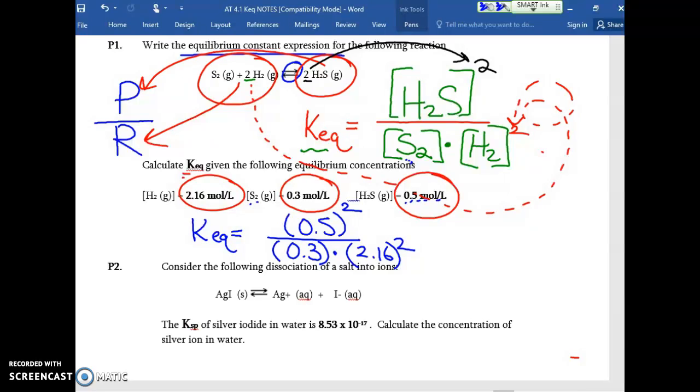Now, will they always give you the moles per liter? They'll give you the moles per liter in this case. If we want to find the Keq, they will have to give you moles per liter. Or maybe they'll do it to you this way. They'll say 4.32 moles in a 2-liter container. You'd have to then have the presence of mind to divide 4.32 by 2.